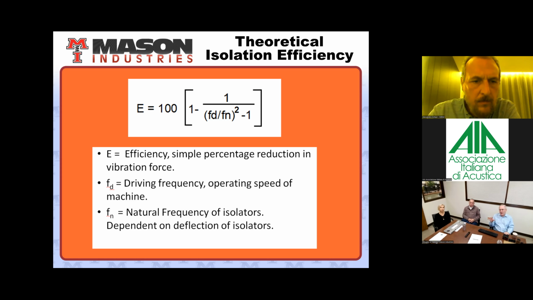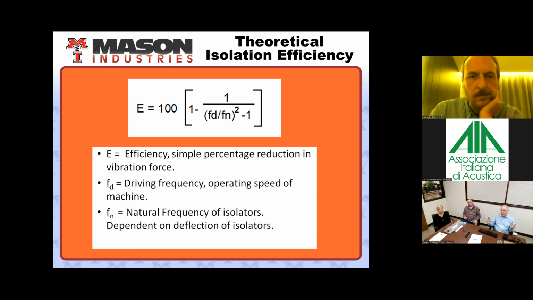And at about a ratio of 3 to 1, where the driving frequency is 3 times as great as the natural frequency, we achieve a 90% efficient isolation system, which means if that piece of equipment, let's say, creates a 100-kilogram load on the structure, if I put it on isolation that's 90% efficient, the structure is only going to see 10 pounds of that load.